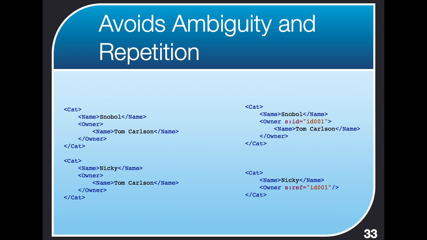Now let me be clear, there is no cat object in the NIEM. This is totally made up out of the NIEM. We have a cat object, and the cat has a name, and the cat has an owner, and the owner has a name. So we've got one cat, the name is Snowball, and the owner's name is Tom Carlson. We have a second cat with the name Nikki, and Nikki also has an owner, and that owner's name is Tom Carlson. But we're left with the question, is that the same guy?